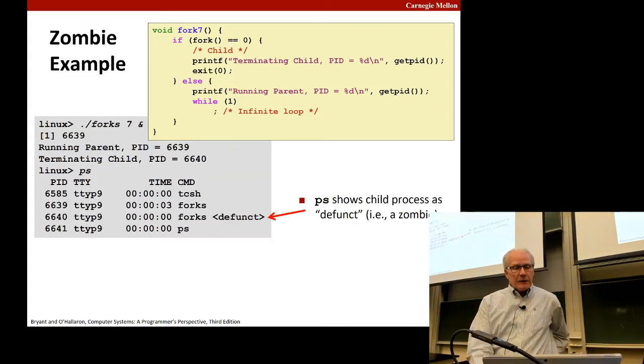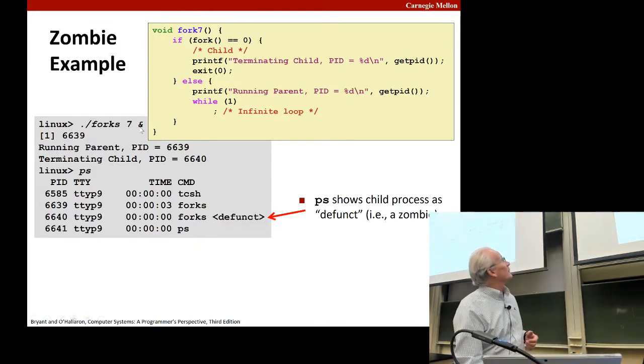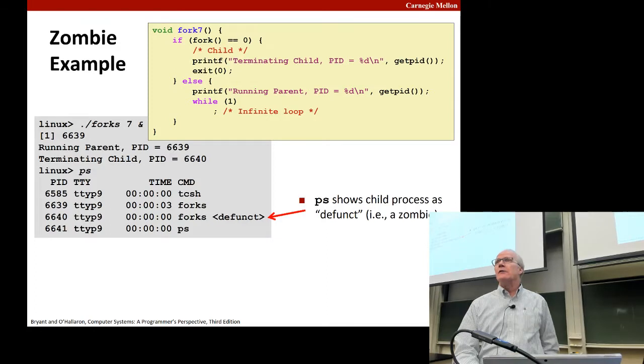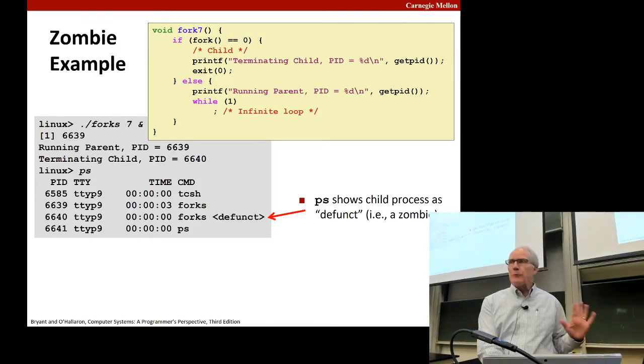But now, you'll see that this invocation of forks that I'm showing here, I put an ampersand at the end of the command line, and that says, execute the command, but do it in the background. So return back to the shell and just let this program run. And this will be a very important concept we'll talk about today.